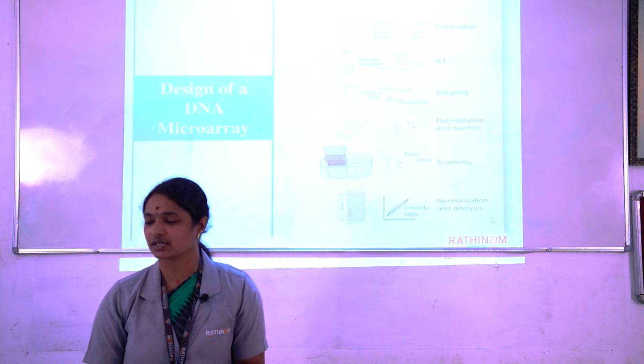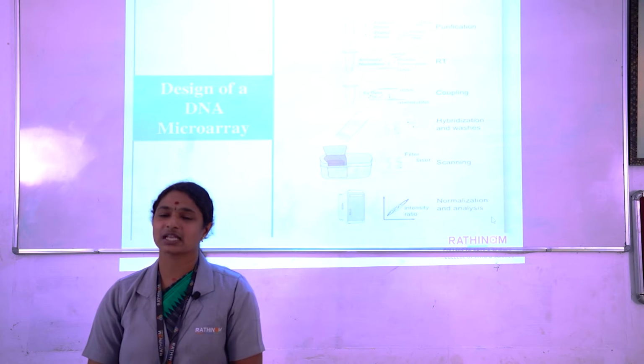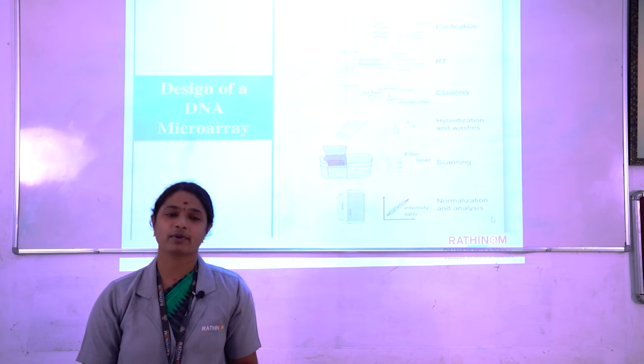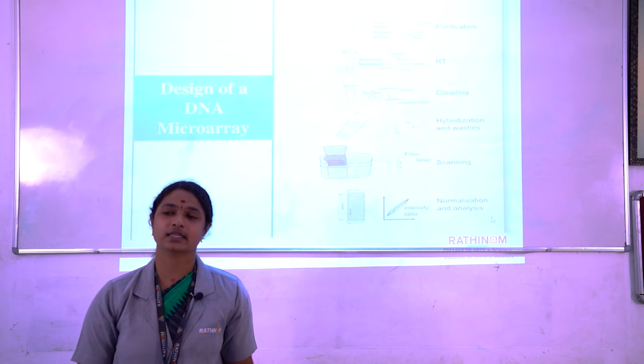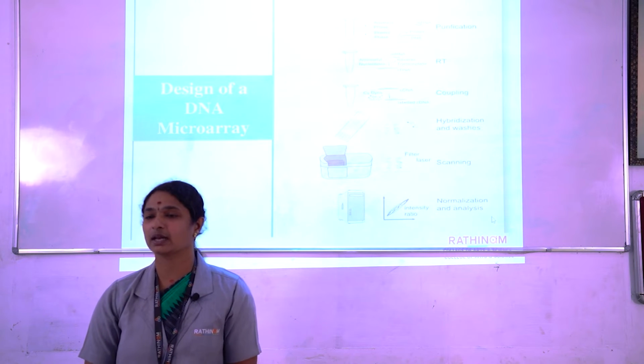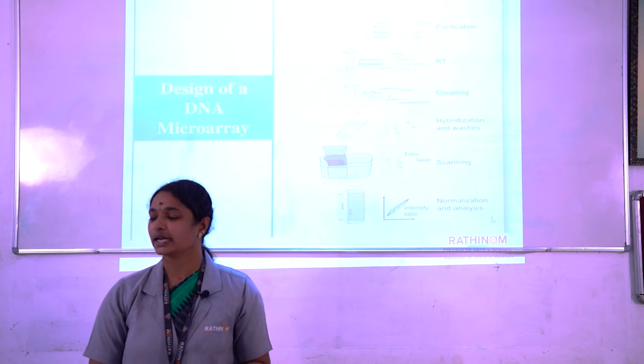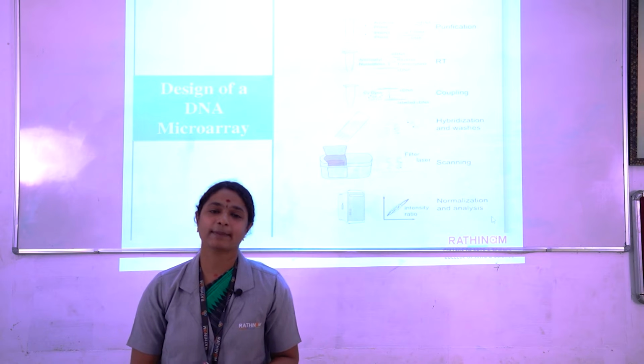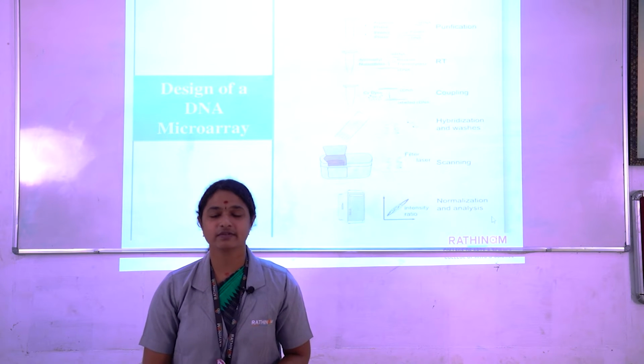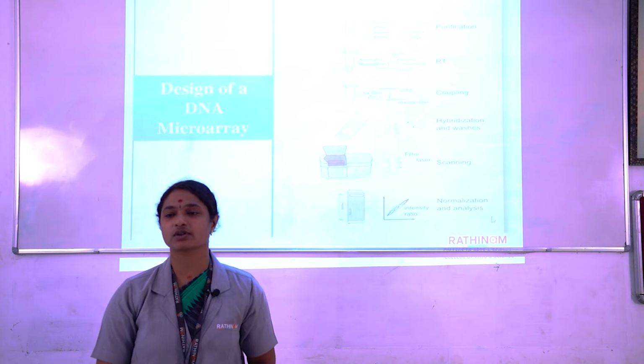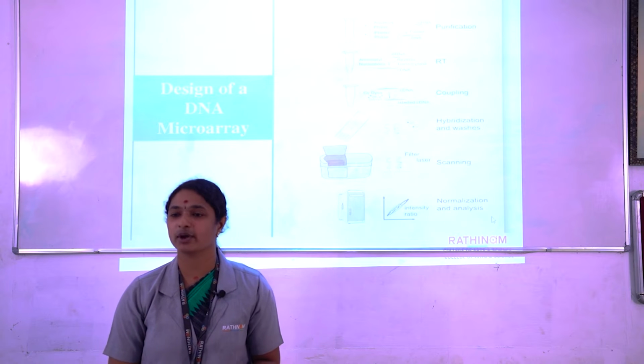So next to the collection of the sample, we will be going for the purification. The sample will be loaded with different types of biocomponents. So we need to separate the DNA, RNA, mRNA sample with the help of the purification steps, and next is the reverse transcription. With the help of the PCR, that is polymerase chain reaction, we will be performing the reverse transcription process. After the process only, we will be going for the coupling.